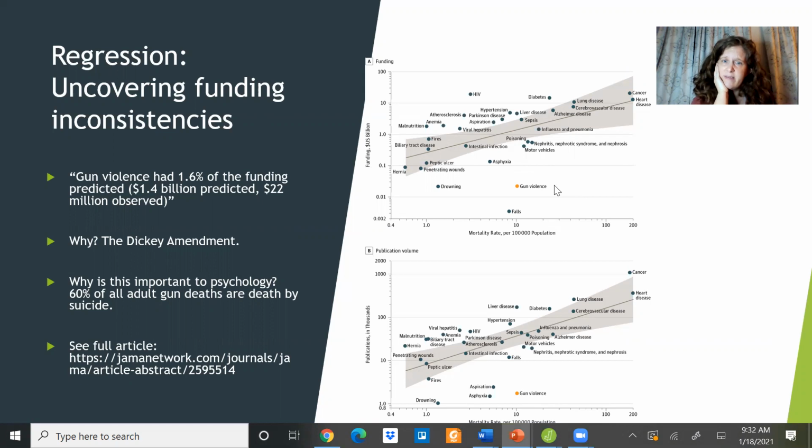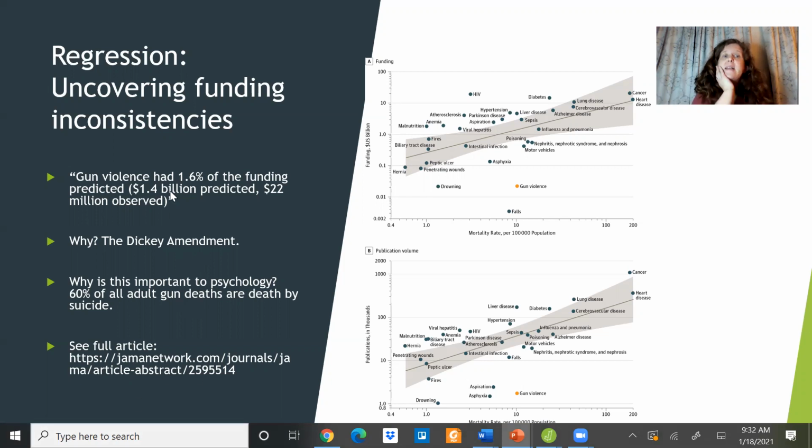So what did they do with this regression equation? They looked at mortality rates and funding with the idea that we should give more money to better understand things that are killing a lot of Americans. And gun violence is all the way down here. So for this amount of death, it should be up here around liver disease, sepsis, motor vehicle, right? It should be up here, and it's not. They got their regression equation out of this. Who's they? This was published by the Journal of the American Medical Association.